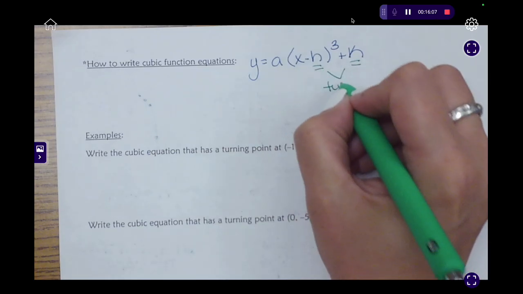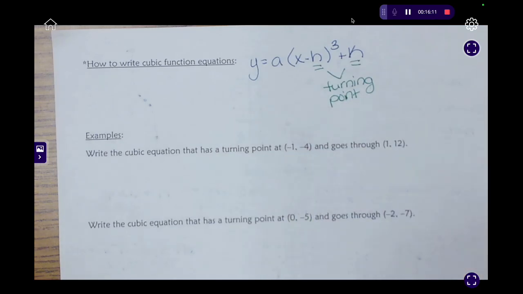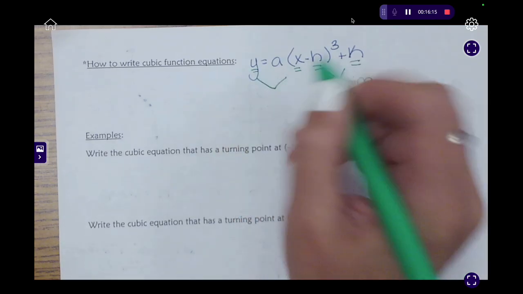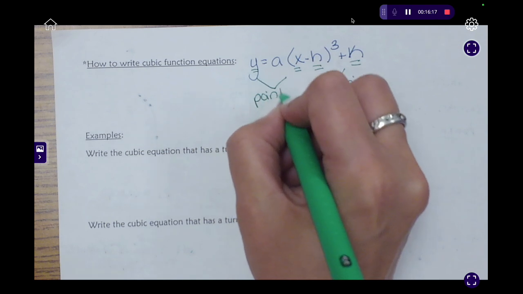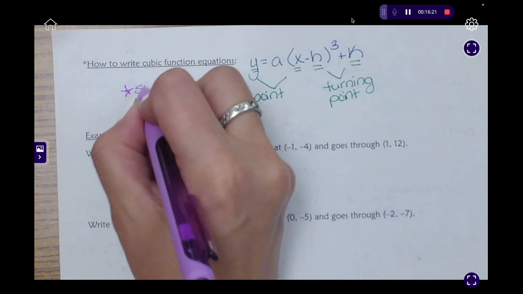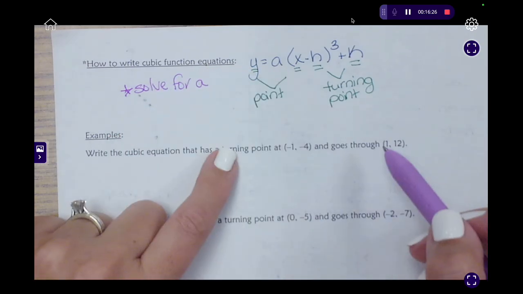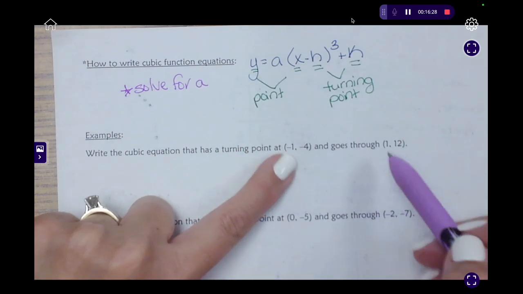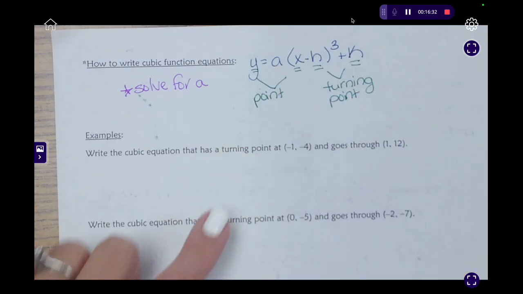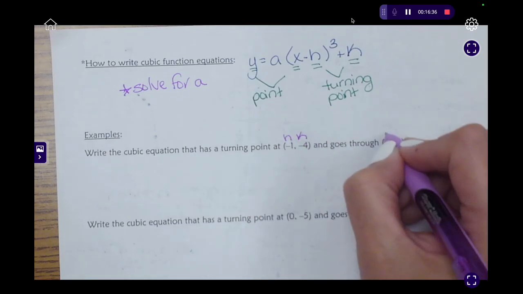So I plug in my turning point right there. And then the ordered pair they give you is your x and your y. So that's where you're plugging in your point. What you're doing is solving for a. You're going to plug in all the information they give you, those 4 numbers, into this equation. You're going to solve for a, and that'll give you enough information to write your equation. Okay? So I would go ahead and label this. This is h and k.